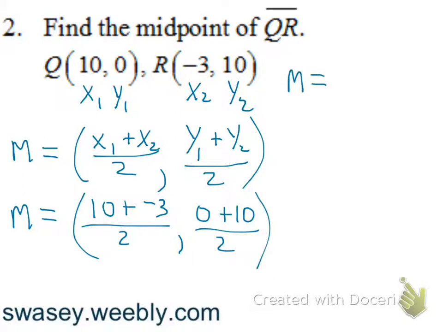And so our midpoint, 10 plus negative 3 is 7. 7 divided by 2 is 3.5. And then 0 plus 10 is 10. 10 divided by 2 is 5.